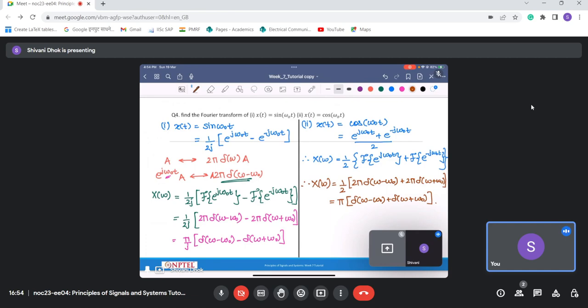So these are the Fourier transforms of another set of standard functions, that are the cosine and sine functions.